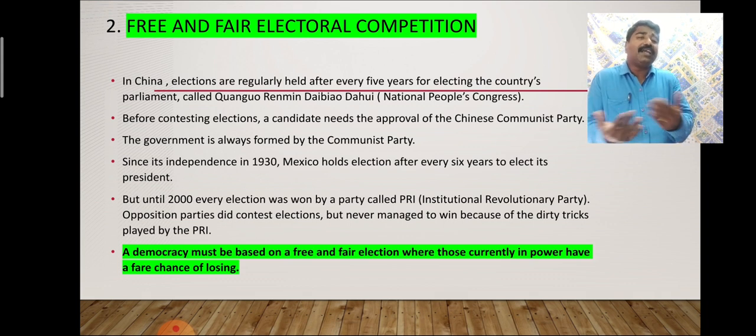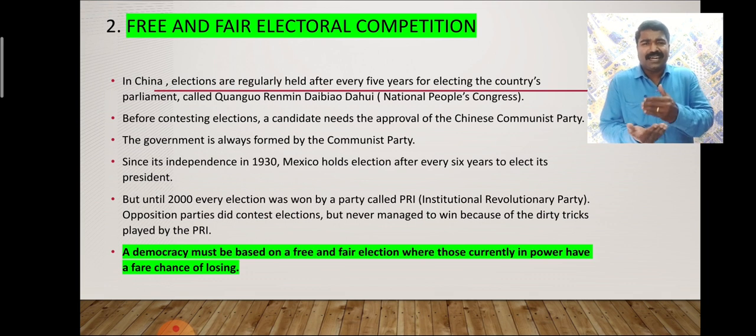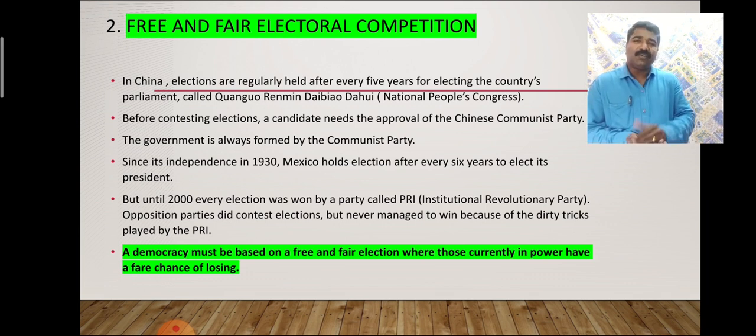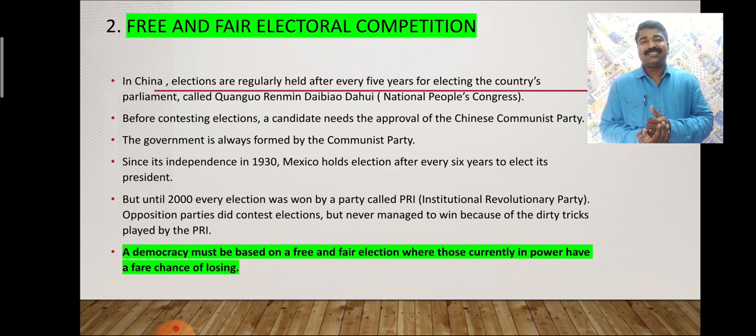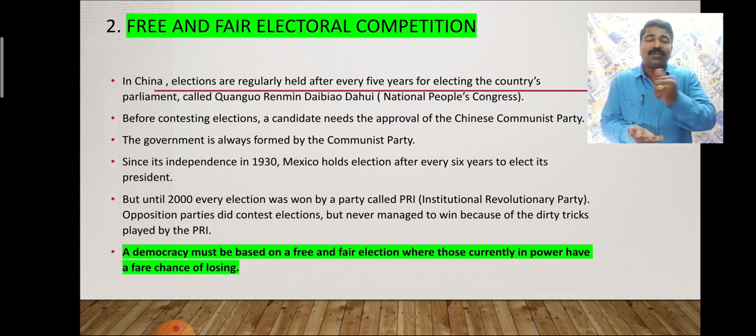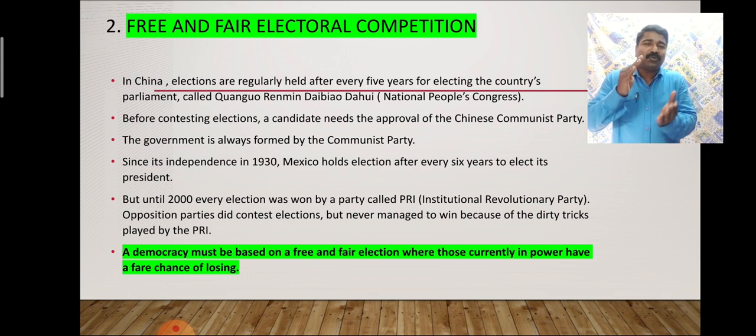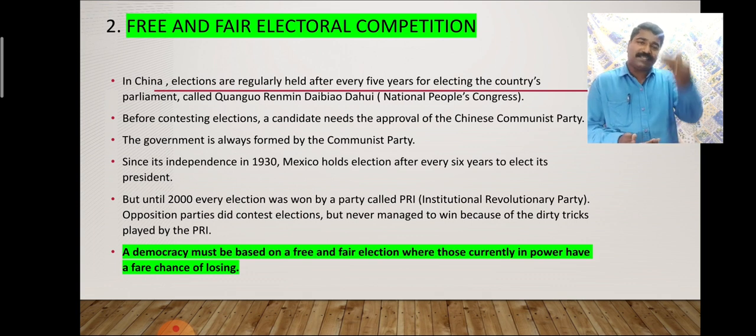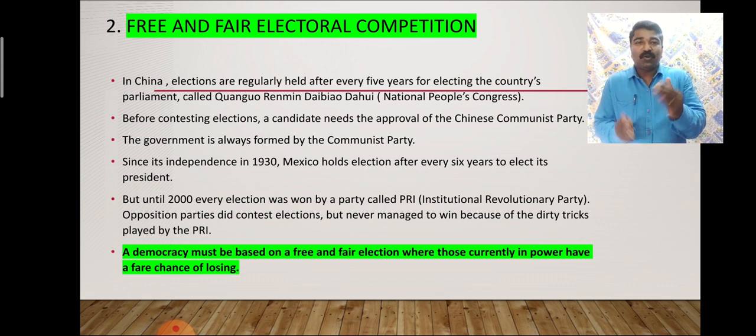What about the media in Mexico? They ignored and neglected the works of opposition parties. They only criticized them. This is the kind of situation where people cannot defeat the ruling party. You just see the two examples. In both cases, elections are there. But what is there? No choice is there.